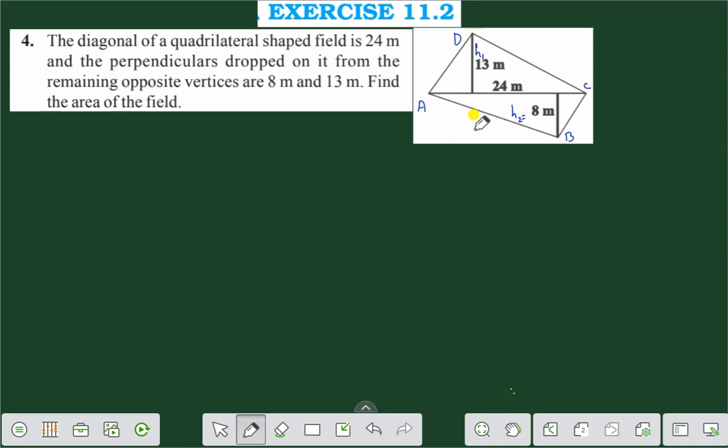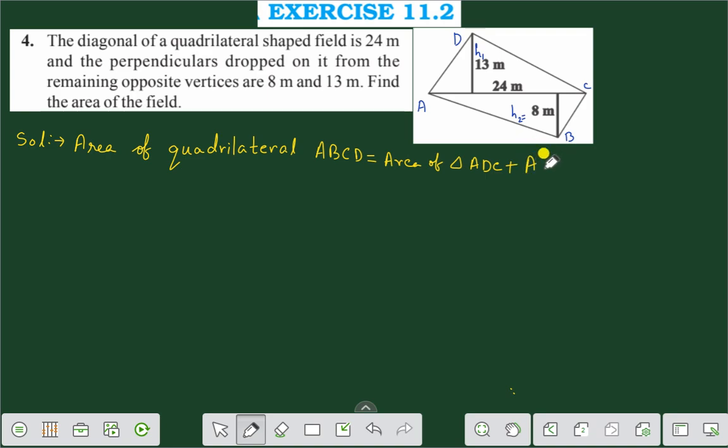Suppose this is the quadrilateral. Therefore, we can find the area of the quadrilateral ABCD as area of triangle ADC plus area of triangle ABC.